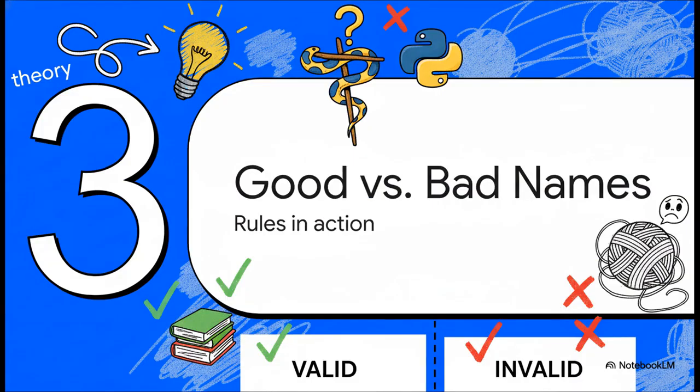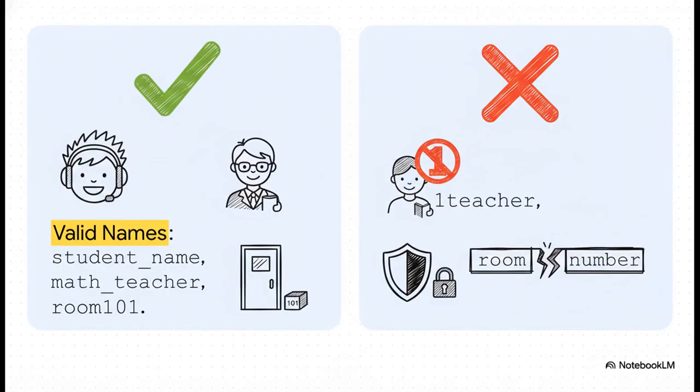Okay, so that's the theory. But let's be real, seeing these rules in action is what really makes it all click. Let's look at some good names versus bad names side by side. Check this out. On the left, you've got the good stuff. Student name and math teacher are perfect. They tell you exactly what they are and use an underscore to be easy to read. Room 101 is also fine because a number is at the end, not the beginning.